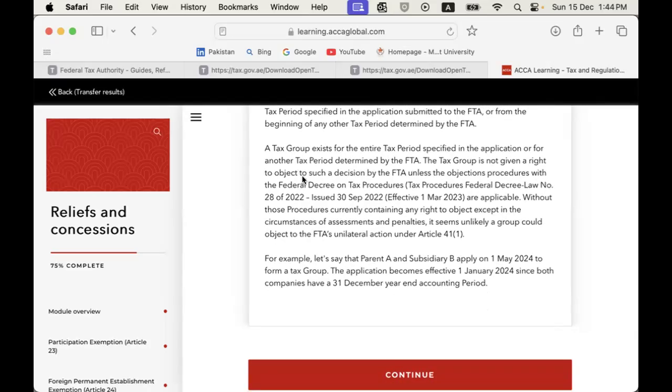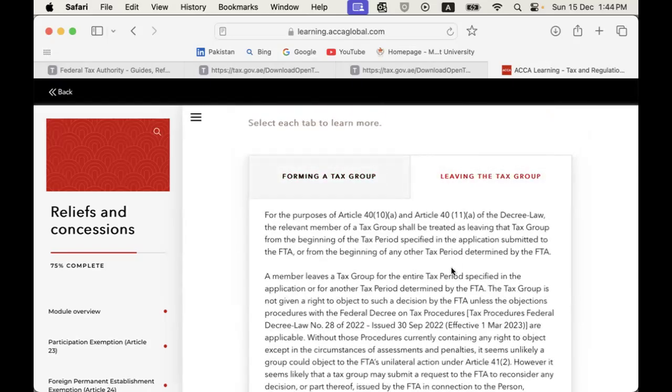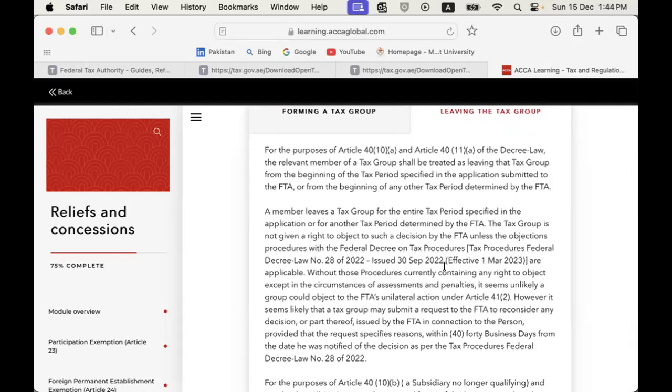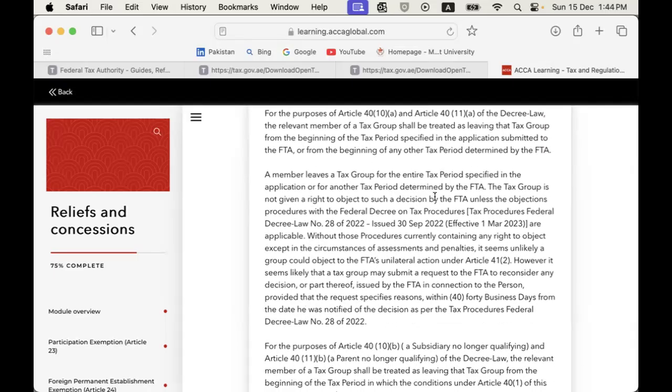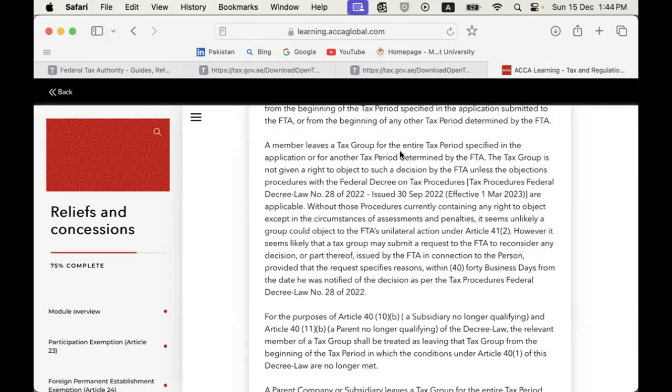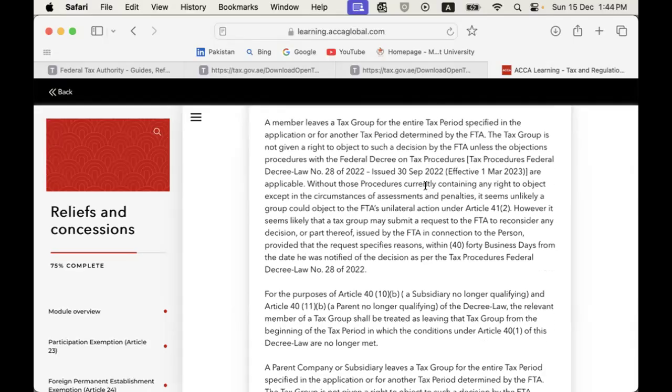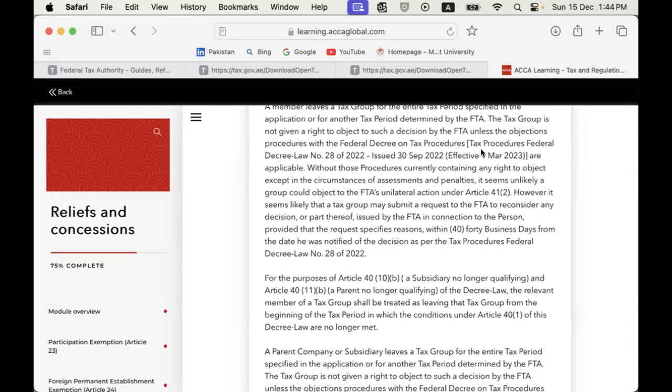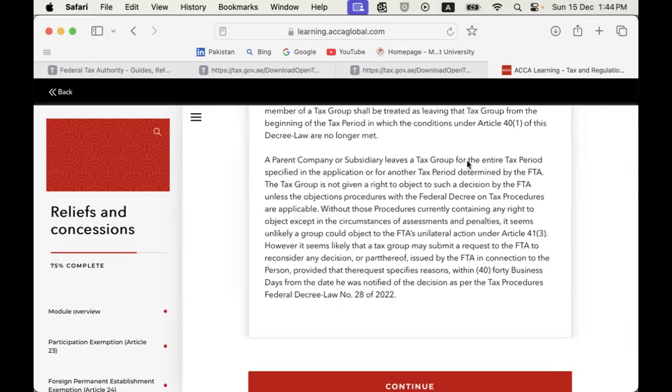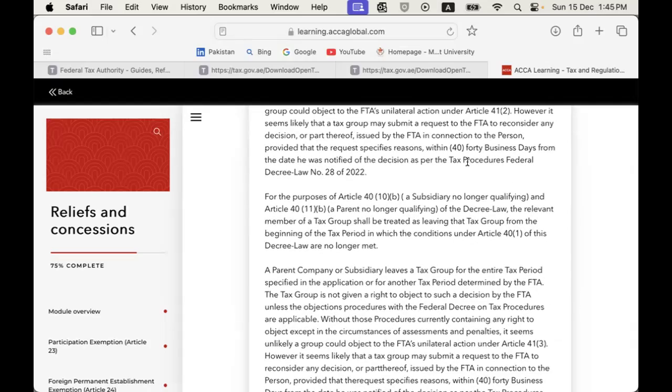A tax group is not given a right to object to such a decision by the FTA unless the objections are processed under the tax procedures law. Same thing, leaving of the tax group. The relevant member of a tax group shall be treated as leaving that tax group from the beginning of the tax period. Similar, same rules apply. A member leaves the tax group for the entire tax period specified in the application, or it can happen from a subsequent tax period as well. And there is no right granted for objection, etc.